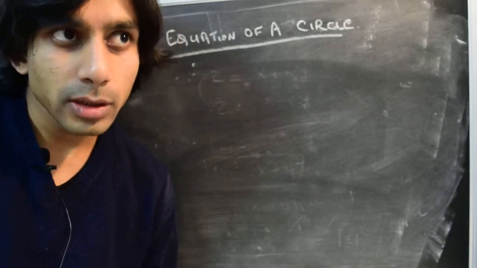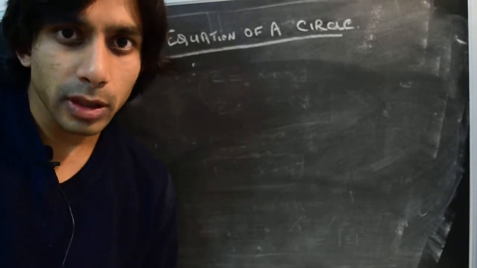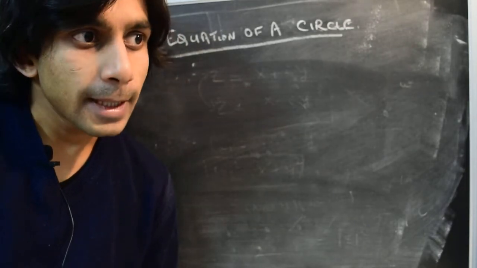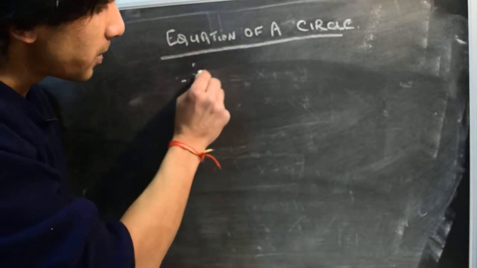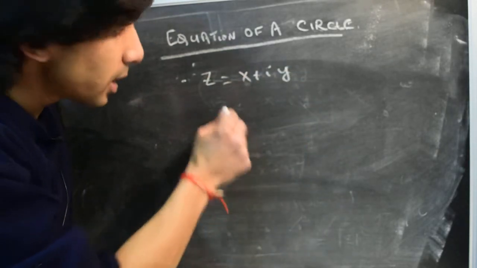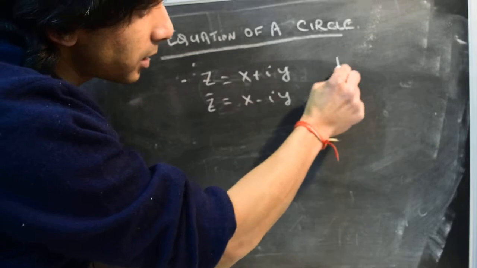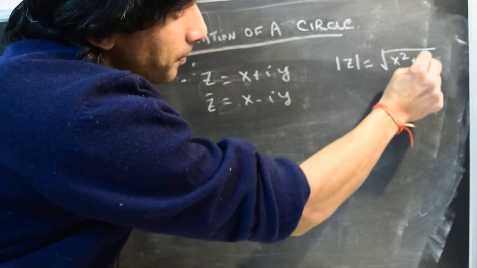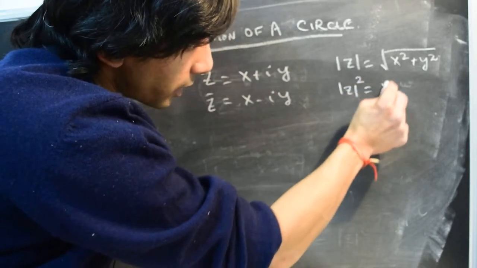Another equation that arises quite often in the study of complex functions is the equation for a circle. So in this video, let's see what the equation for a circle in terms of a complex variable looks like. Let's recall a couple of ideas we've already talked about: given a complex variable z of the form x plus iy, its conjugate we defined as z bar is x minus iy, and we also define the modulus of z as the square root of x square plus y square. We can also write this as modulus of z square is x square plus y square.